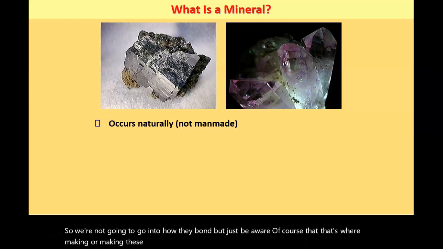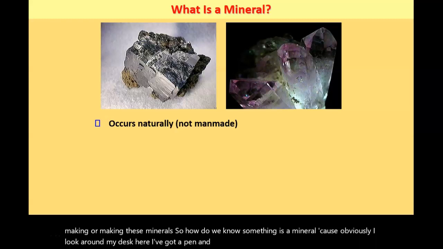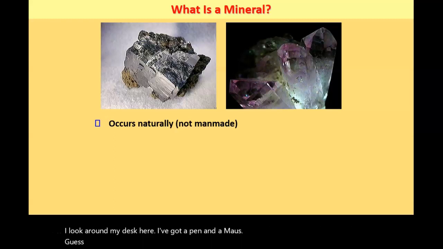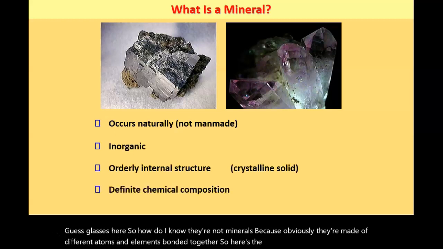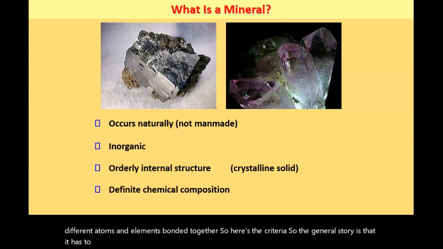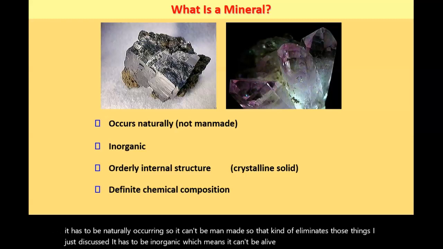So how do we know something is a mineral? Because obviously, as I look around my desk here, I've got a pen, I've got a mouse, I've got some glasses here. So how do I know they're not minerals? Because obviously they're made of different atoms and elements bonded together. So here's the criteria. So the general story is that it has to be naturally occurring. So it can't be man-made, so that kind of eliminates those things I just discussed. It has to be inorganic, which means it can't be alive, so my dog cannot be a mineral.